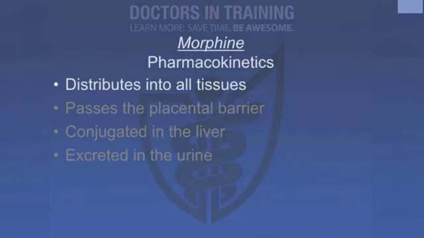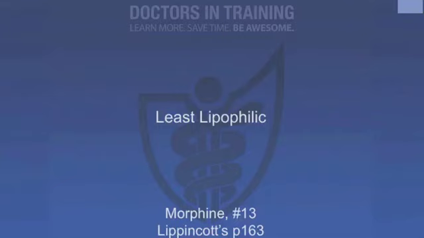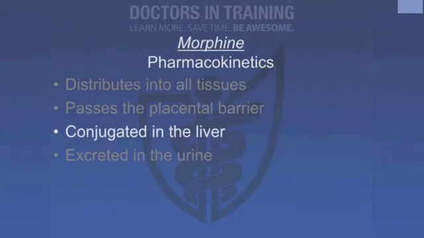Now, it distributes well into all the tissues. It does pass through the placenta, so you've got to be careful, and most of the time we don't want to give this to pregnant people. Only a small percentage crosses the blood-brain barrier. This is just for morphine that we're talking about right now. It's the least lipophilic of all the opioids, and we'll talk about more lipophilic opioids in a little bit as well. It's conjugated in the liver and metabolized, and it's excreted in the urine.